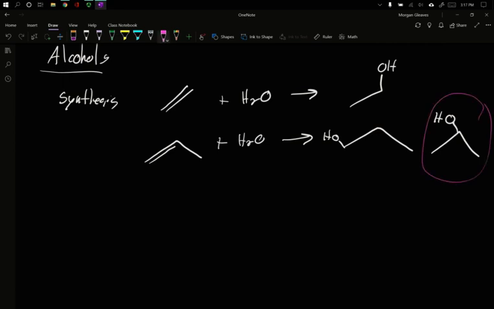So if you took propene and you hydrated it to make an alcohol, you would get isopropanol. And this is how we make almost all our isopropanol. If you have any in hand sanitizers or rubbing alcohol at home, this is basically how we produce it. We get almost no 1-propanol or propan-1-ol.